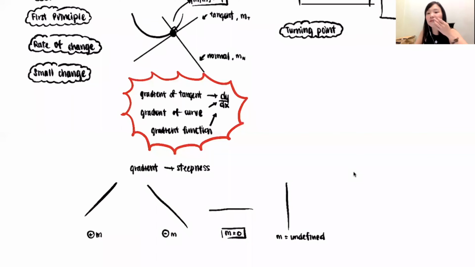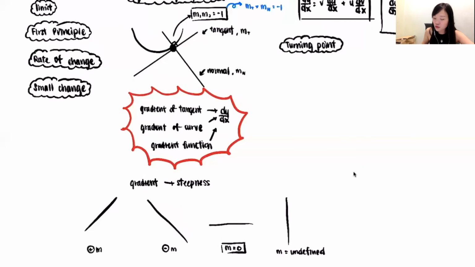So all these basic you guys must know, my dear. So when you're going up, your gradient is positive. When you're going down, your gradient is negative. When you're horizontal, your gradient will be 0. When you're vertical, your gradient will be undefined, okay? Because with this understanding, let's come to turning point, yeah?